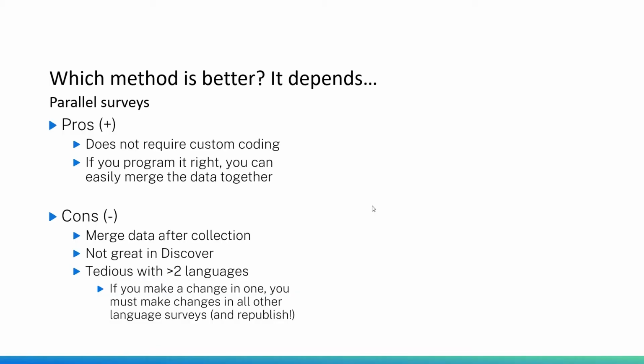So this is not great in Discover right now. In Discover, you can't merge data from 2 different surveys together. It's also very tedious to have one survey for each language if you have a lot of languages. Let's say you're fielding to 10 different languages. That means you have to have 10 different surveys. And if you have to change skip logic, let's say, or add a question, then you have to do that in each and every single version of your survey. And then you have to upload them and make sure that everything's working out okay.